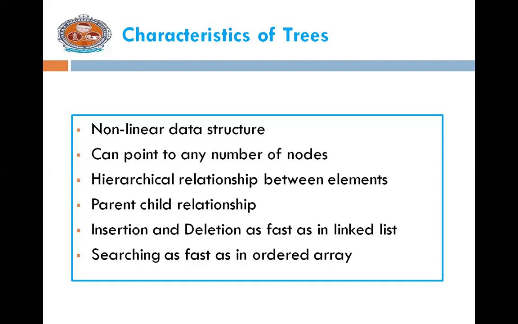The next one is the parent-child relationship. In the tree structure, you will have a parent and child relationship between the nodes. For example, if A is the root and B is connected with the root, then we can say that A is the parent of B. Like this, for each and every node, the parent and child relationship is maintained. And the next one is that insertion and deletion are as fast as in a linked list. And also searching is as fast as in an ordered array.